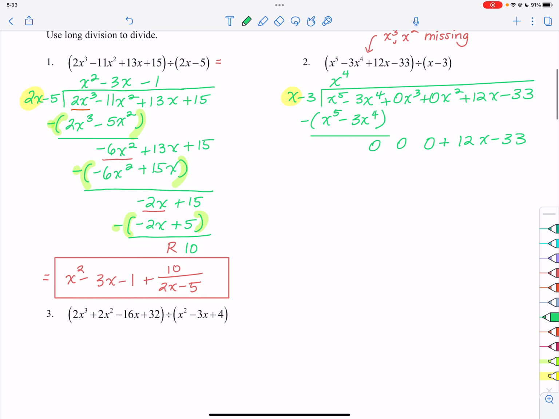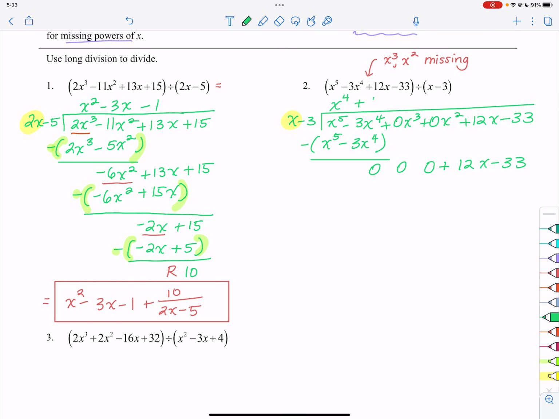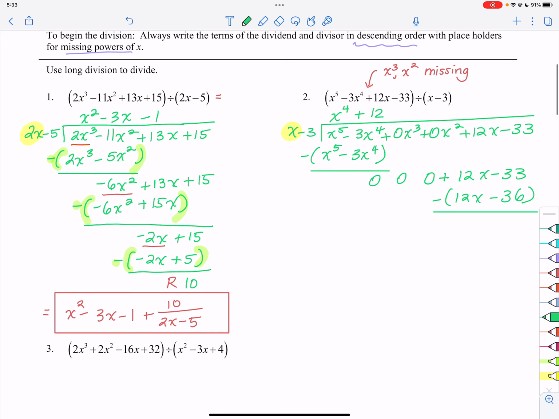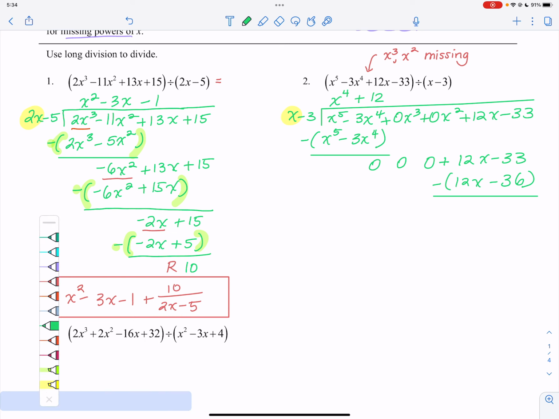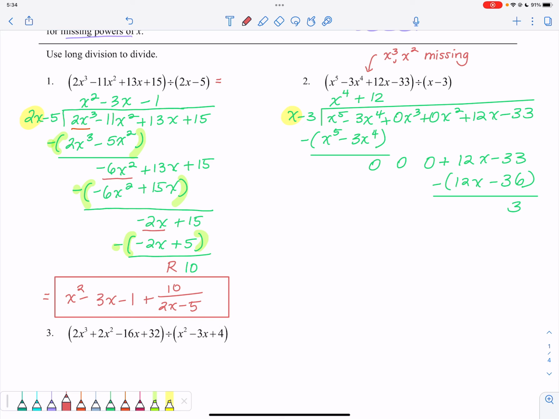Okay, so now we are going to multiply by a positive 12, and that will give us 12x minus 36. So we will be subtracting those, and we come up with negative 33 plus 36, and that gives us a remainder of 3. So how can we write what this is equal to? It is equal to x to the 4th plus 12 plus that remainder of 3 divided by the divisor.